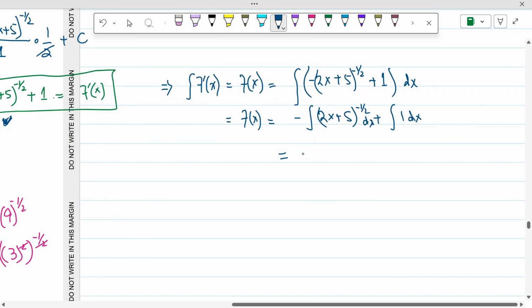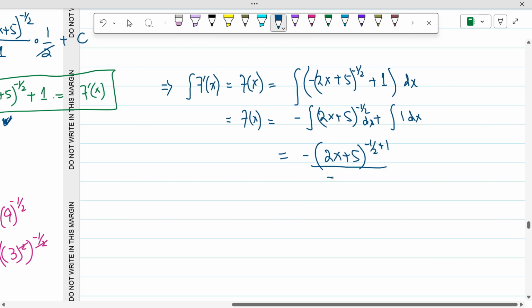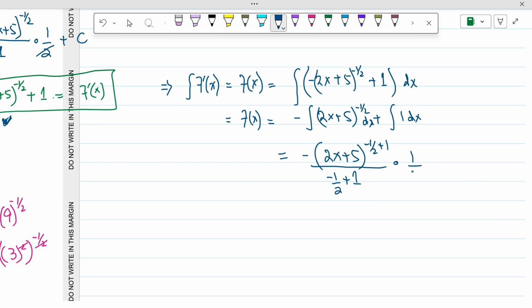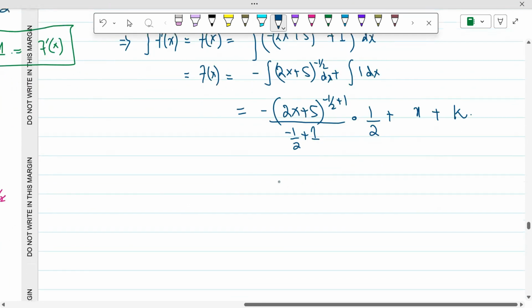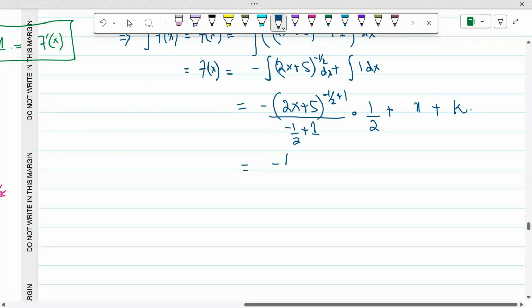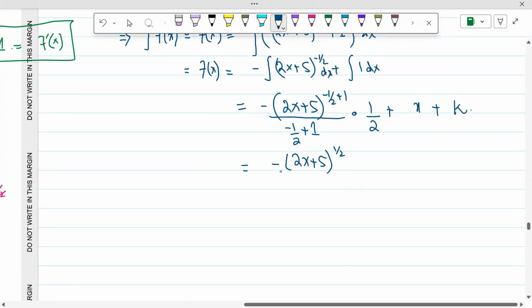So this one is equal to the negative integration of (2x+5)^(-1/2), which gives (2x+5) to the power of negative half plus 1. The multiple with x is 2, so it will be divided here. Plus the integration of 1 with respect to x is x plus the constant k. Further solving, you will have negative (2x+5)^(-1/2+1), which is positive half, over positive half, and this is equal to 1/2 plus x plus k.